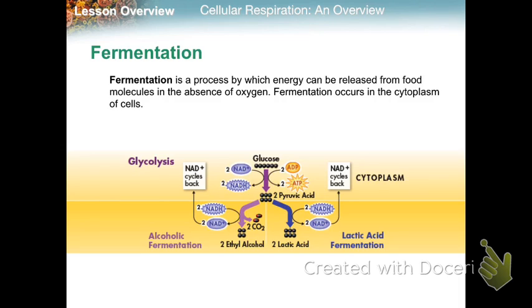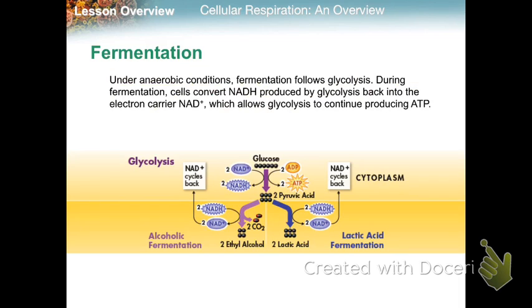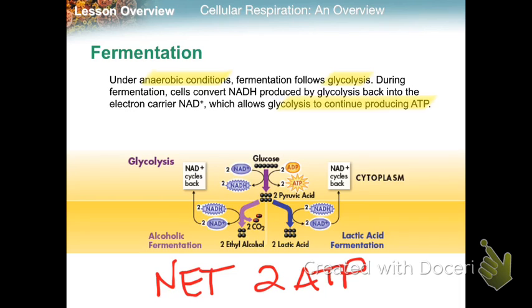Now, if there's not oxygen available, we can still produce ATP. It's a process called fermentation. It occurs in the cytoplasm of cells. So again, this is anaerobic conditions. Basically, fermentation allows glycolysis to continue. And that small amount of ATP, that net gain of 2 ATP, which is not nearly as much as 36 ATP if there's oxygen, can be continued.